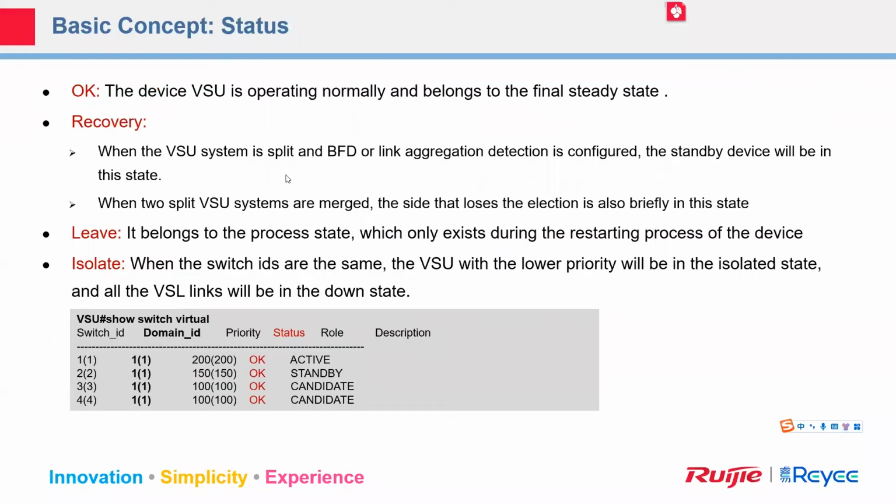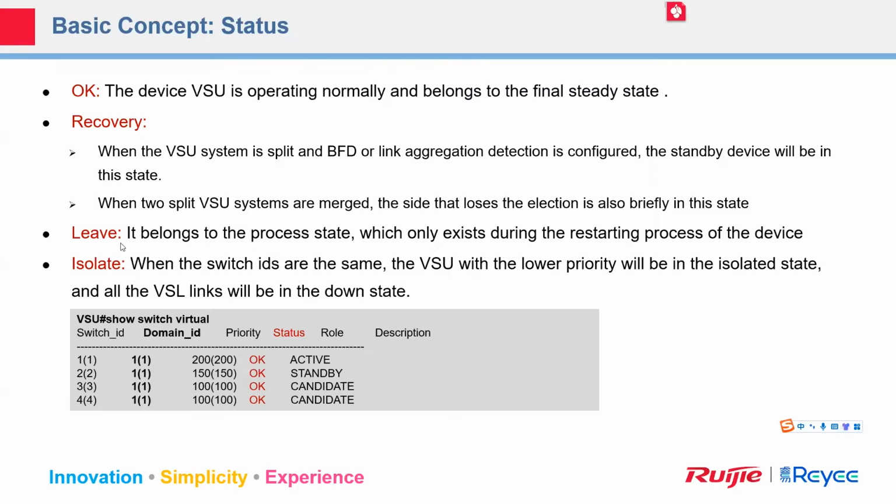And the status is the next part. OK means the system operates normally, and we select the roles normally. Recovery means that if your status is recovery, your system has split. We cannot detect the master, and maybe one standby will become recovery.